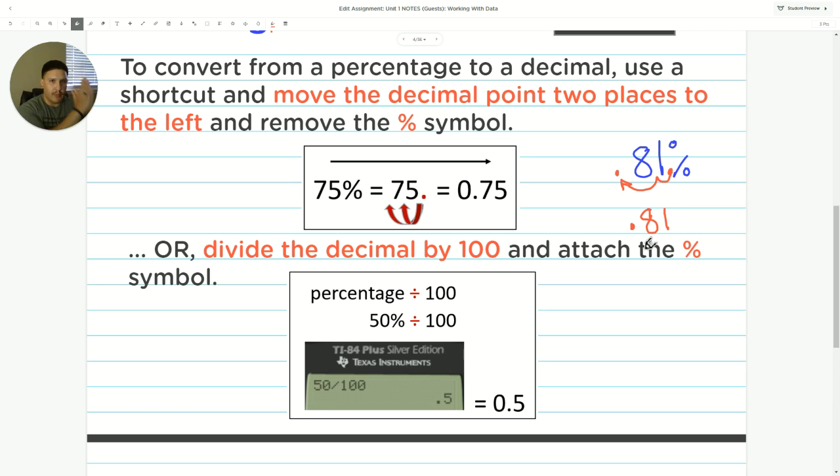Because again, we're going from percentages to decimals. So the percentage symbol needs to be taken out. And that's how to convert percentages to decimals.